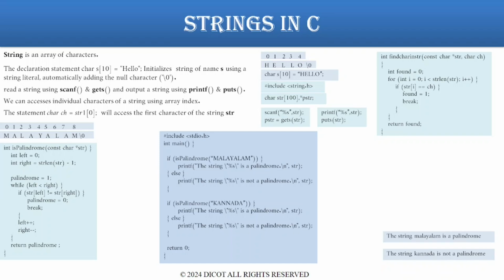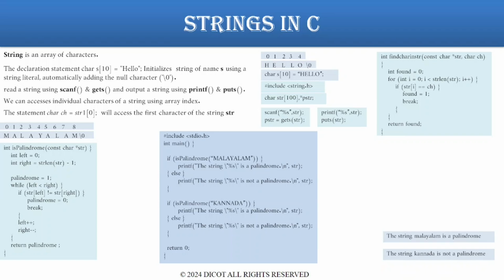We'll iterate through the entire string. We'll start with the first character of the string and compare it with the character to be searched. If there is a match, we'll stop the search by breaking the loop. Otherwise, we will move to the next character. We repeat this process until a match is found or the entire string has been traversed. So let's see the code.